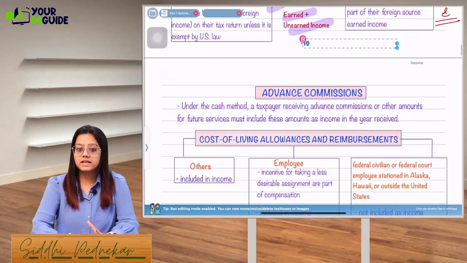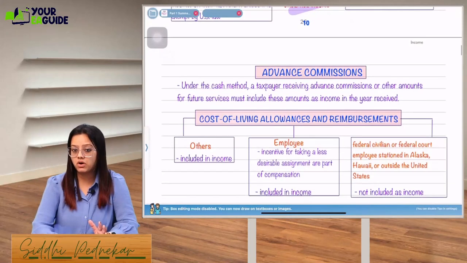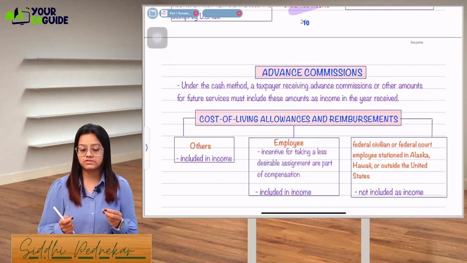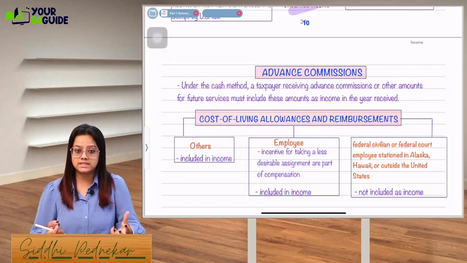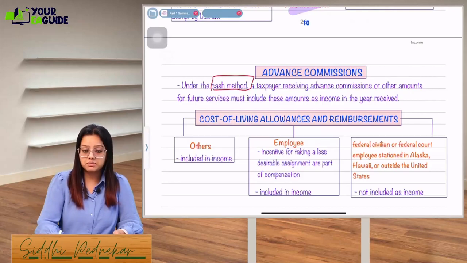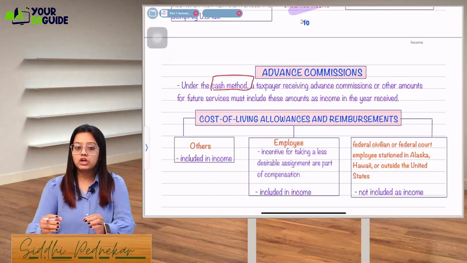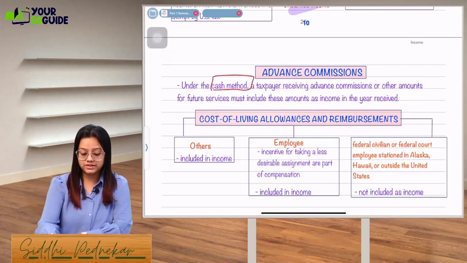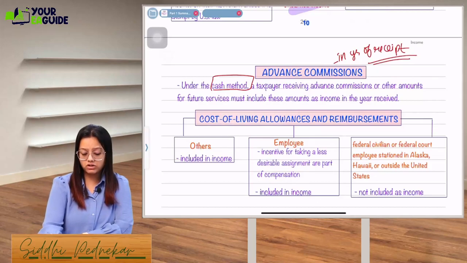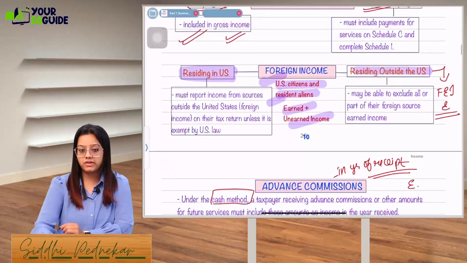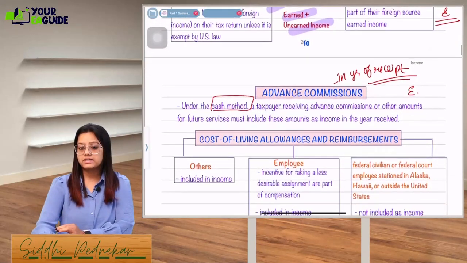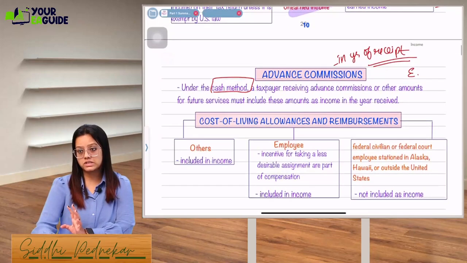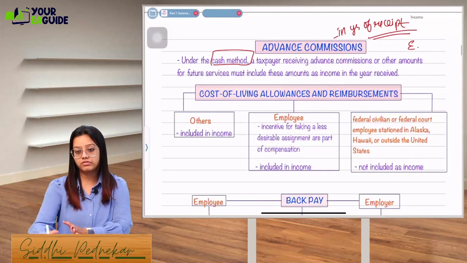Okay, next is advance commission. Advance commission means that, let's say, in the current year I receive a certain commission, but the performance of the services will be done in the next year. If I am a cash basis taxpayer, I will include whatever advance commission I have received in the year of receipt. So this will also be your earned income. Everything we are learning right now is earned income. You have to understand the difference between earned and unearned, because in certain topics you will have different criteria.